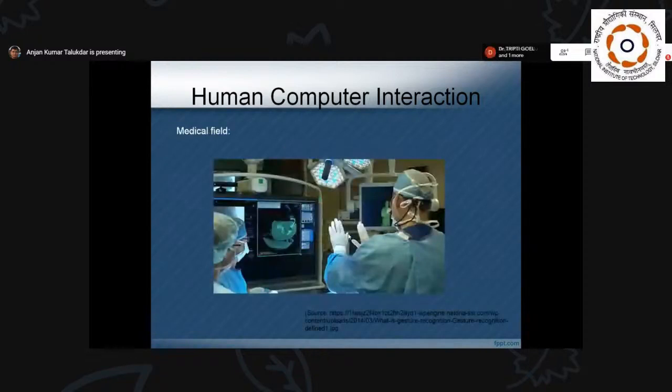Then in the medical field also, it has many applications. For example, suppose a doctor is doing some operation, so he is wearing gloves and can't touch the machine, but he has to control the machine to see some images. Without touching the machine, with the help of gestures, he or she can control it. So it is playing a very important role in surgery and medical applications.